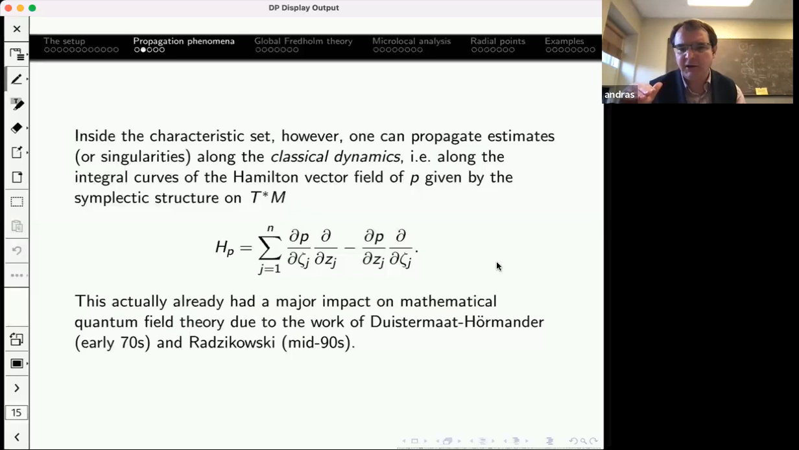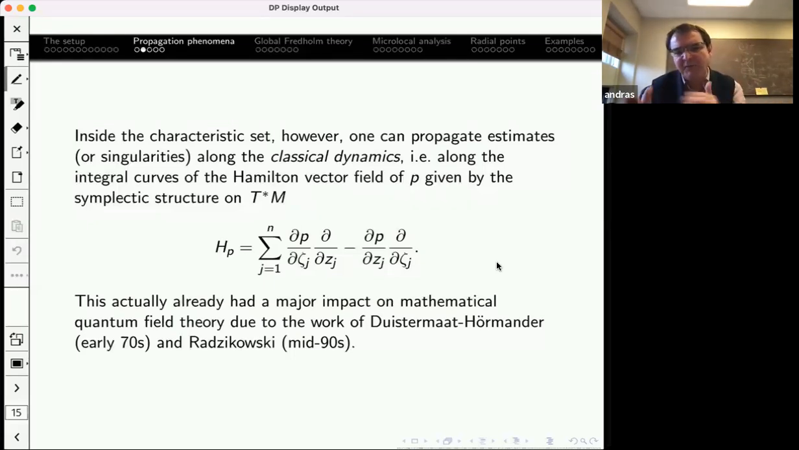into a vector field. Let me emphasize that this is the Hamiltonian perspective, but the space-time Hamiltonian perspective. So this is the Hamilton vector field of the space-time Hamiltonian, its symbol turned into a vector field. So going back, the statement is that you can propagate estimates along the integral curves of this vector field.